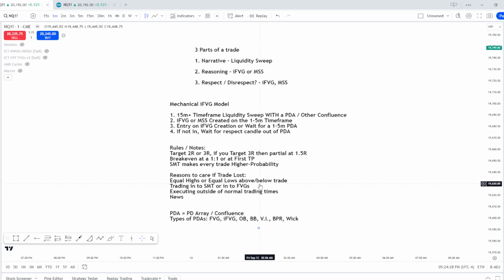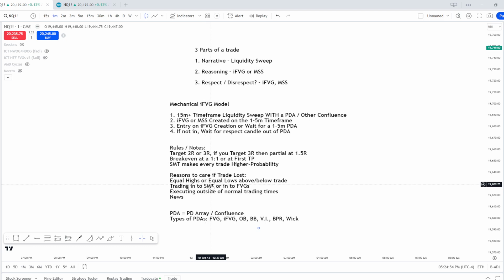Most of the time, if I do see equal highs above or below me, I will most of the time stay out of my trade. I'll wait for them to get taken, and then I'll look for a setup. I'll then look to execute, because then I have a higher chance of not just getting my stop loss hit and then price going directly in my favor. So that's one reason that you should care if the trade lost.